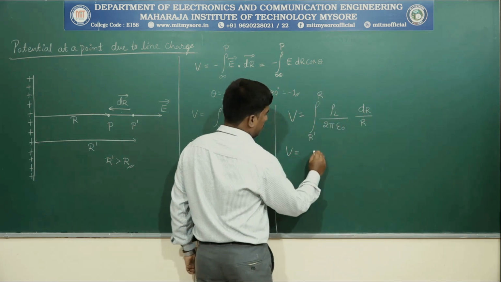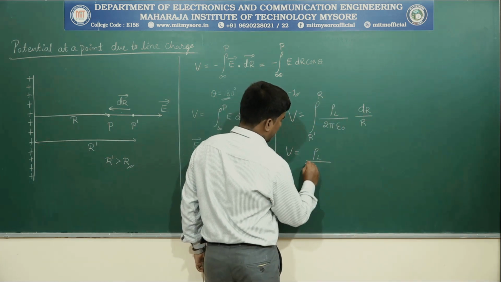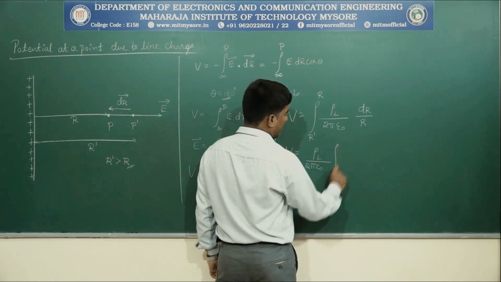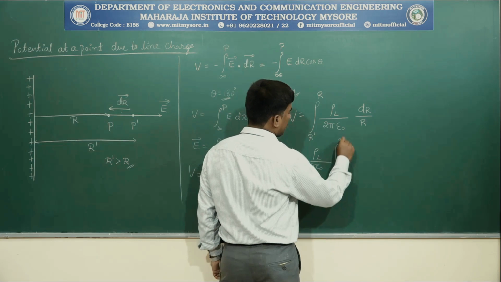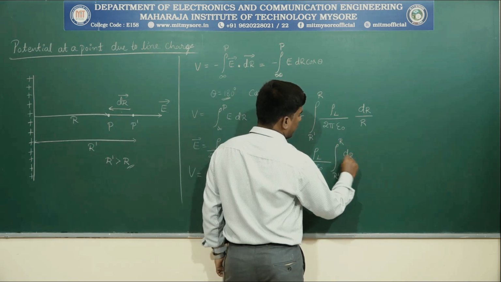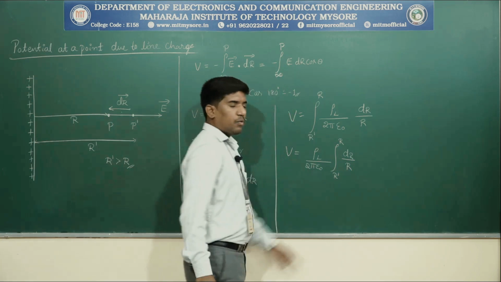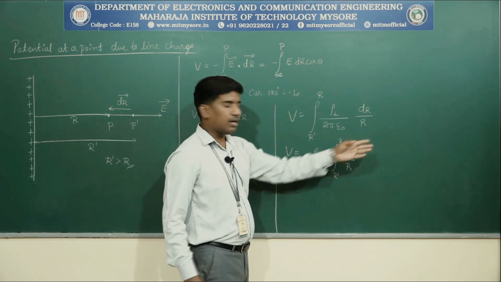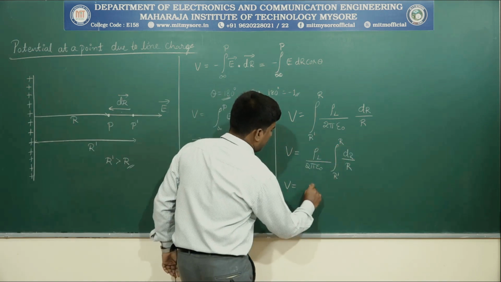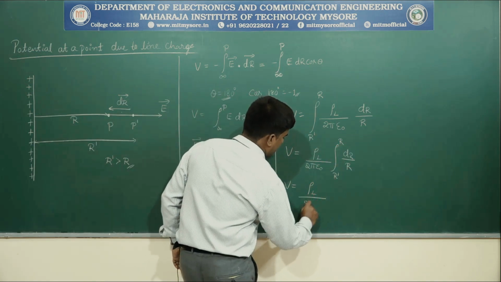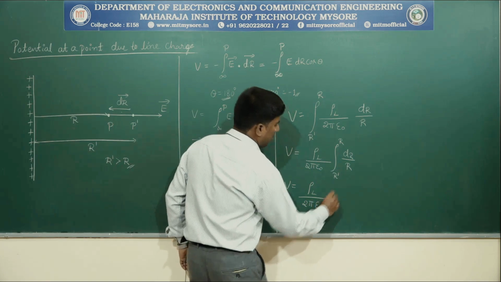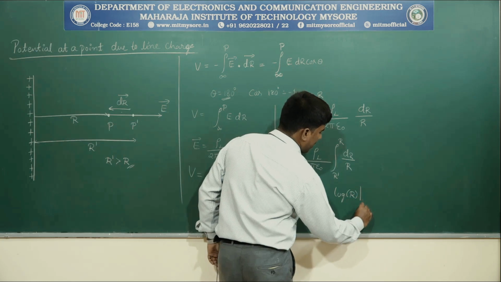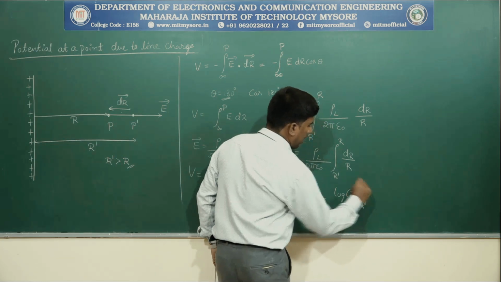Then V is equal to rho L divided by 2 pi epsilon naught, which is constant, so we have taken it outside, integral from R dash to R of dr divided by R. What is the integration of 1 by R? It is log R. Therefore, V is equal to rho L divided by 2 pi epsilon naught log R from R dash to R.